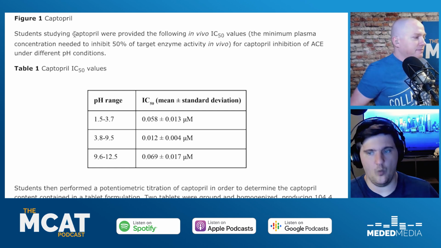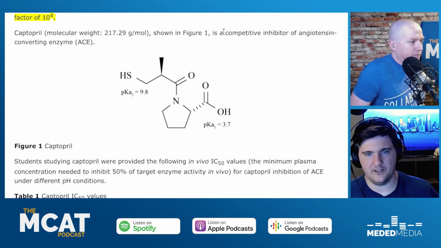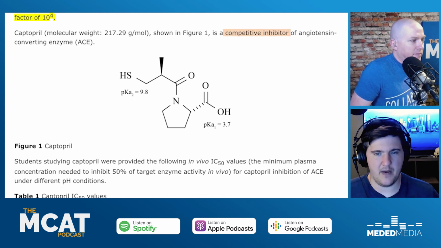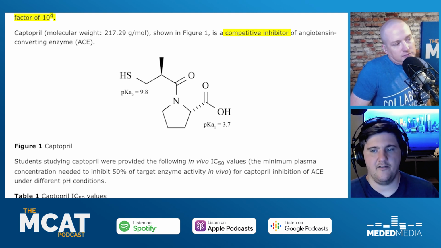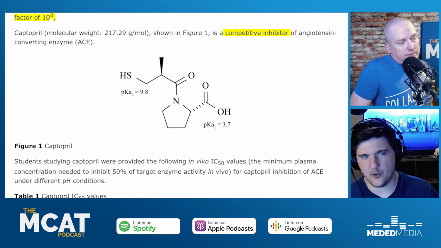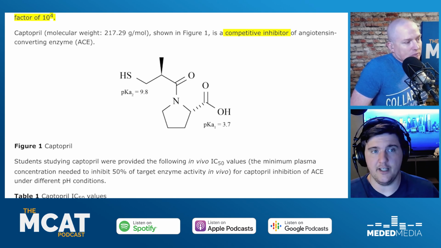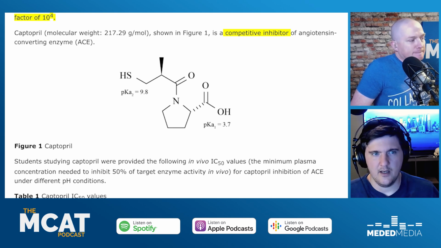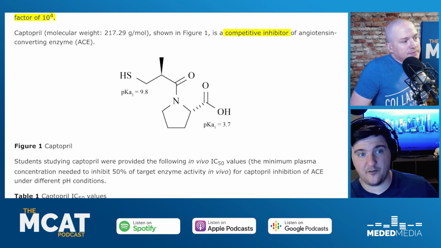It's right underneath figure 1. They say, right above figure 1, where it says Captopril shown in figure 1 is a competitive inhibitor of angiotensin converting enzyme. So the Vmax is how fast this angiotensin converting enzyme can work at maximum speed. So generally you add an inhibitor and it slows down a reaction. The Vmax is how fast this enzyme can work if it's working as fast as possible.